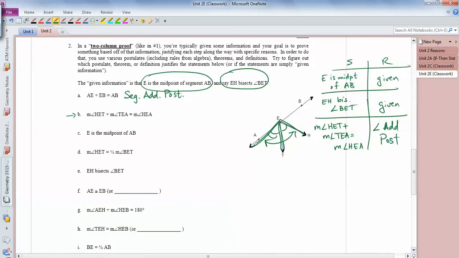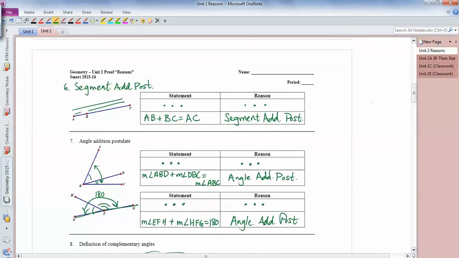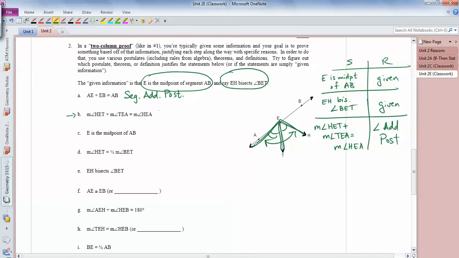And notice, it doesn't actually depend on the given info in this case. And just like here, angle addition postulate doesn't matter what comes beforehand, right? You can always do it if you have two angles next to each other. So over here, I'm going to write, the reason that we're allowed to say this is because the angle addition postulate says we can say it. It justifies it. Okay, let me erase these.